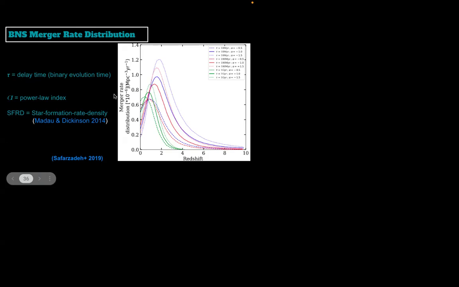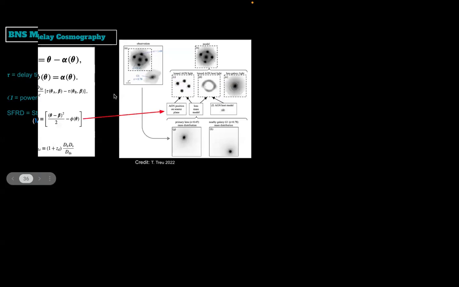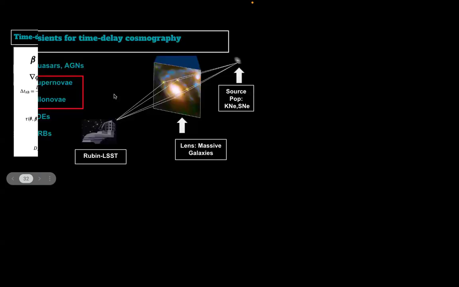So you can see here the arc of the host galaxy. From there, you can do a spectroscopic measurement of the host galaxy. And then if you have a GW counterpart, that will give you the luminosity distance of that source. So yes, you need the redshifts of the background and the foreground.